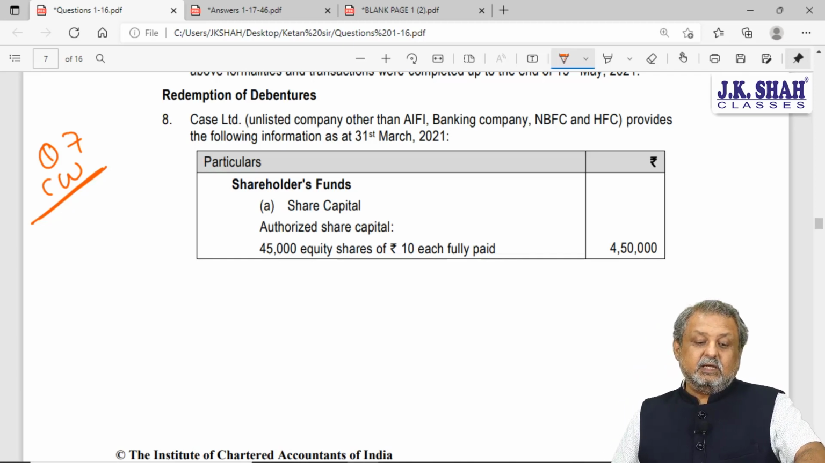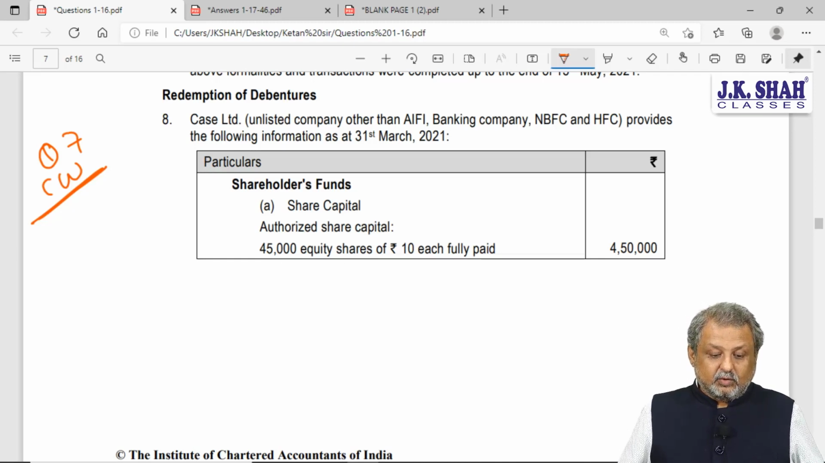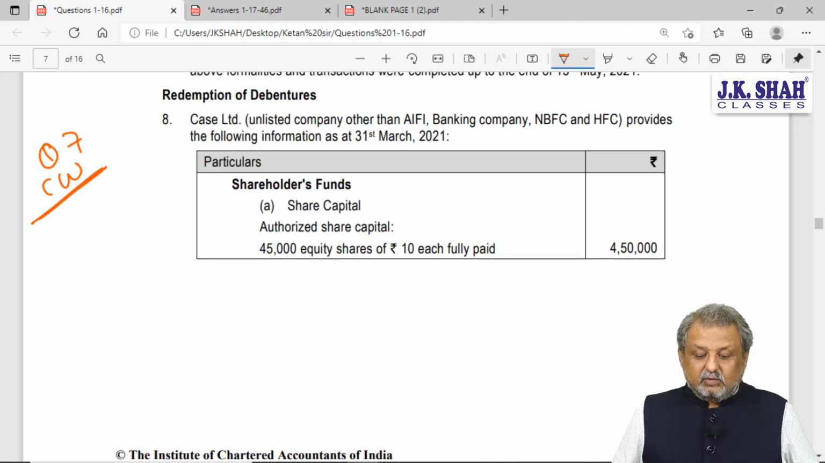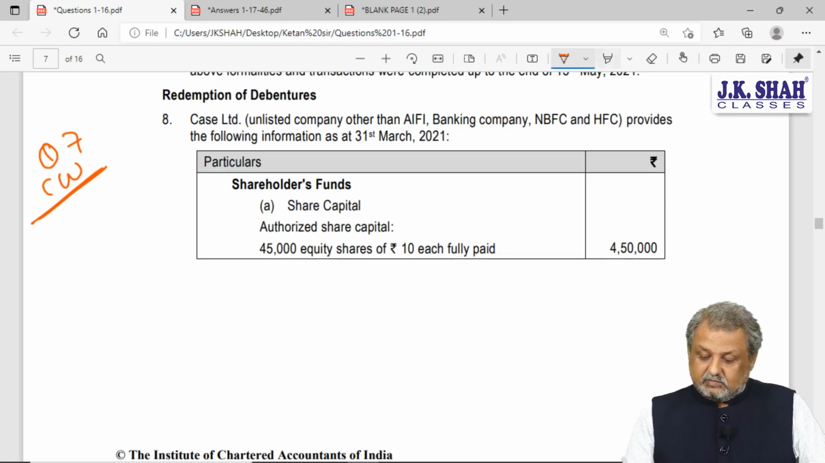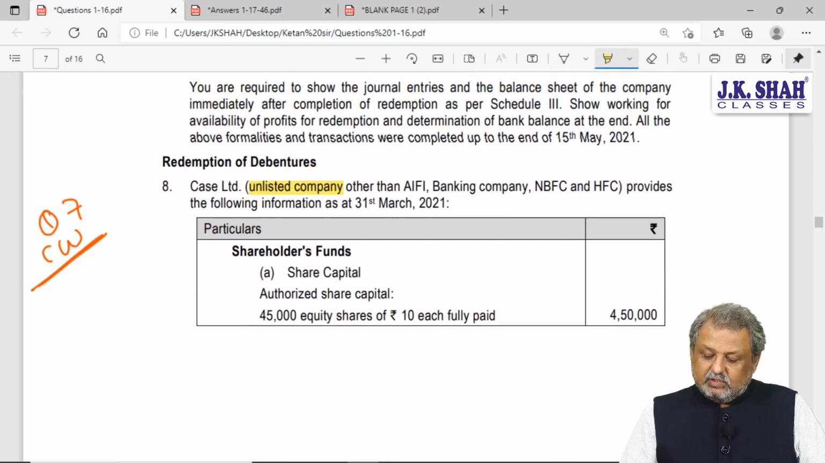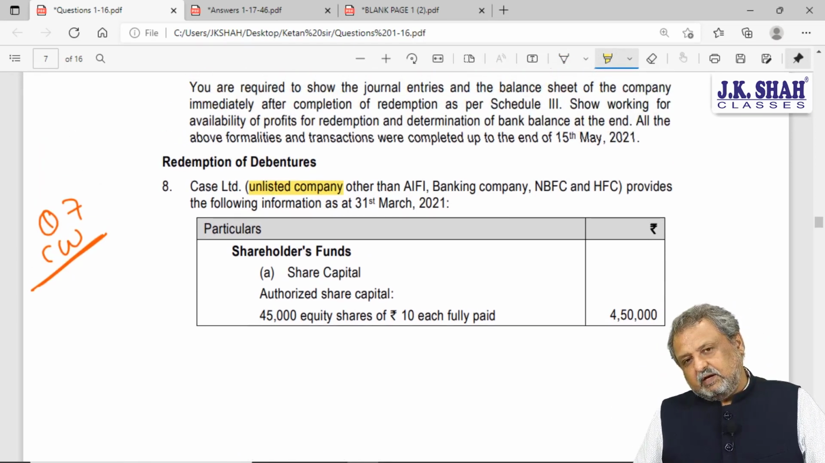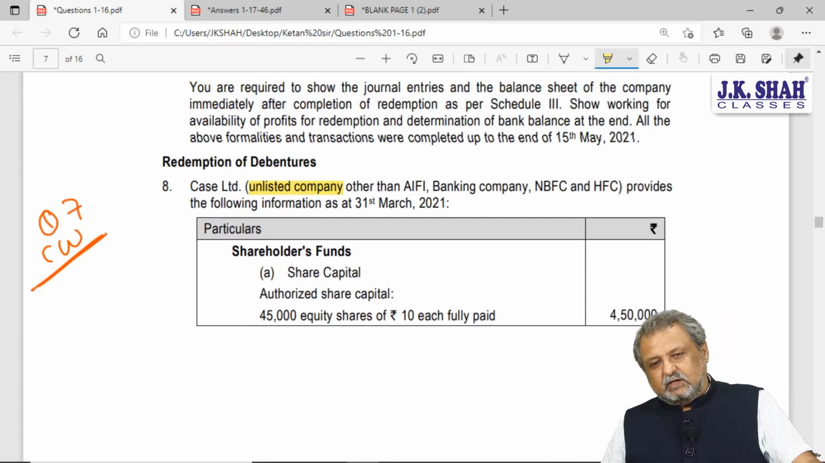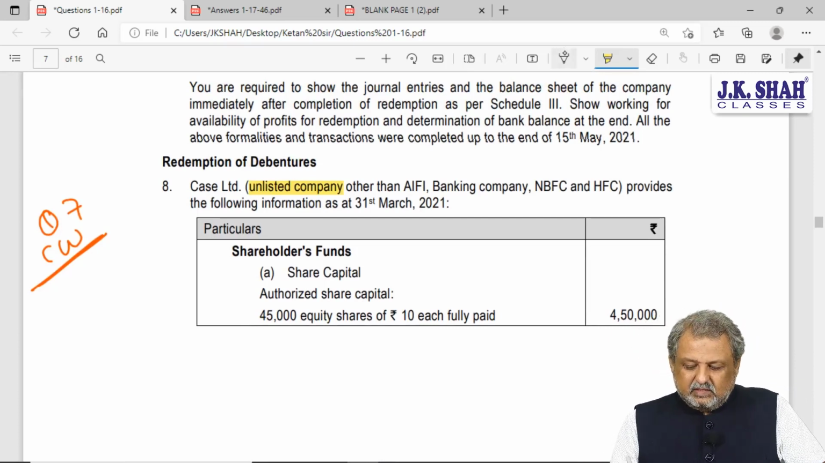Case: a limited, an unlisted company. Now in this topic they will tell you whether the company is listed or unlisted. They have to tell you. If they don't tell you, it is not correct. They have to tell you. If it is unlisted company, this information other than AIFI and banking and NBFC and HFC, all that is time pass. That is irrelevant.